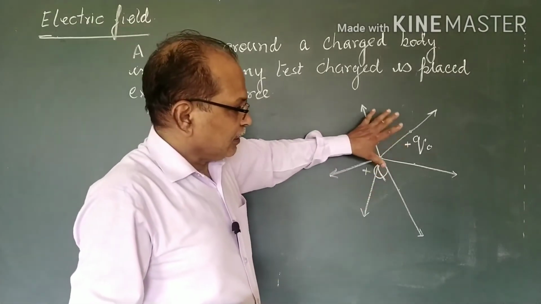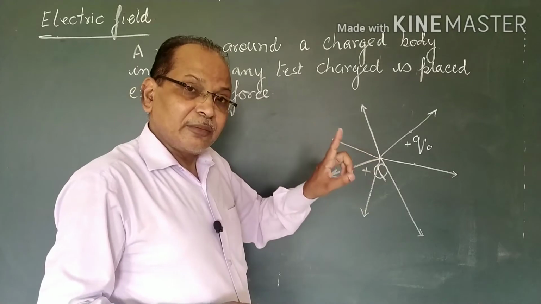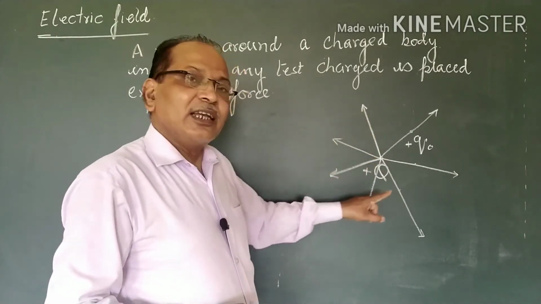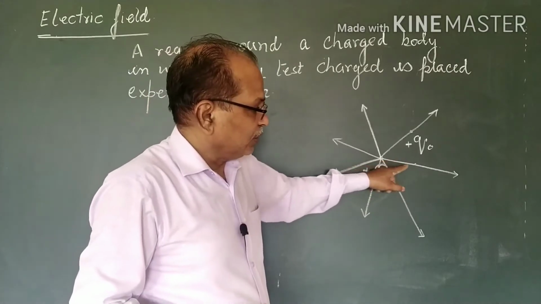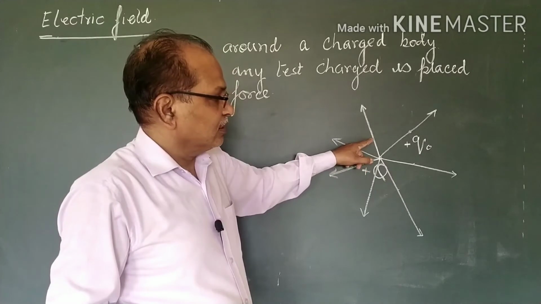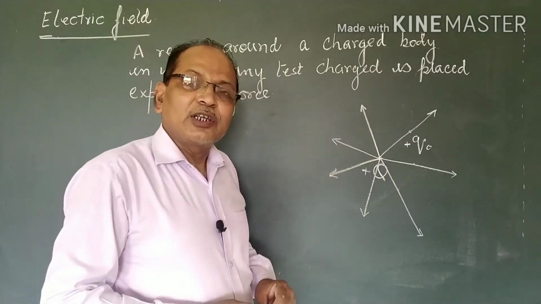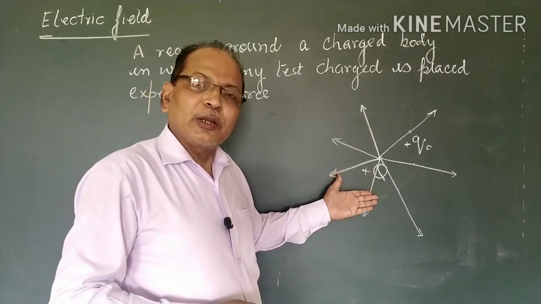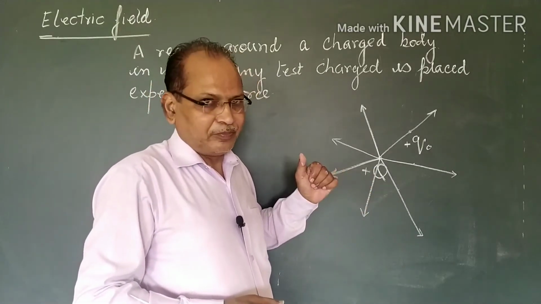So this complete region is 3-dimensional, and for representing the electric field we have drawn these lines. These lines are called electric lines of forces, which are used to represent the electric field.